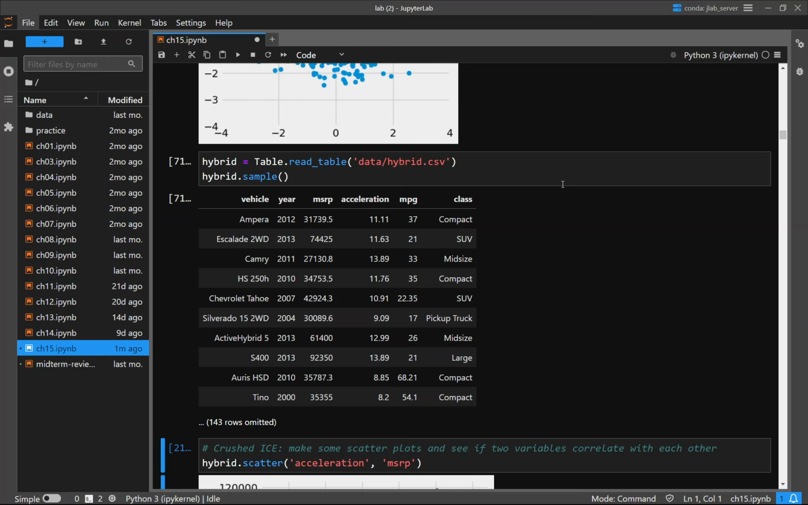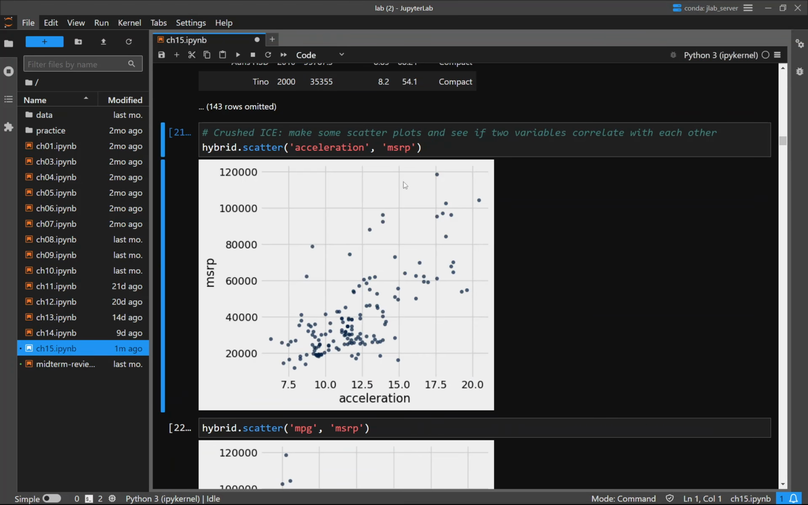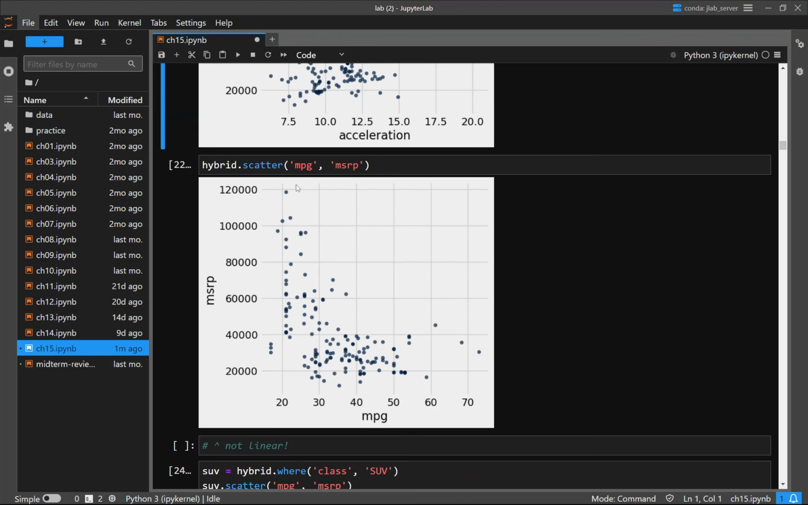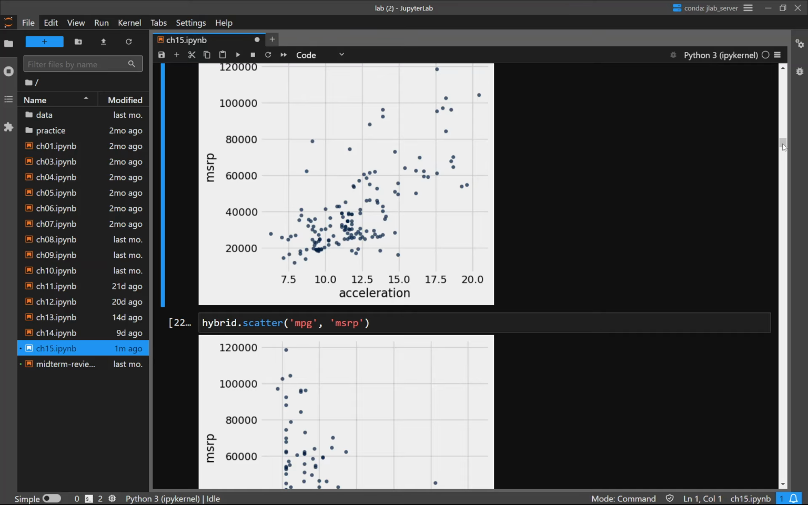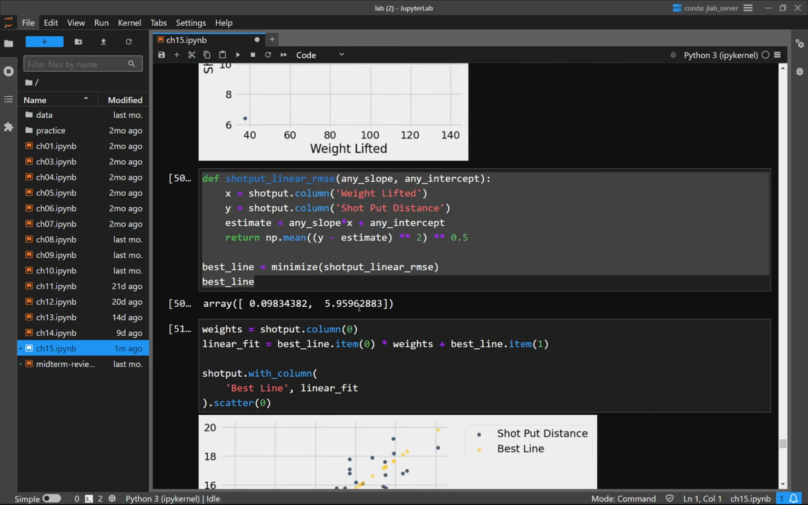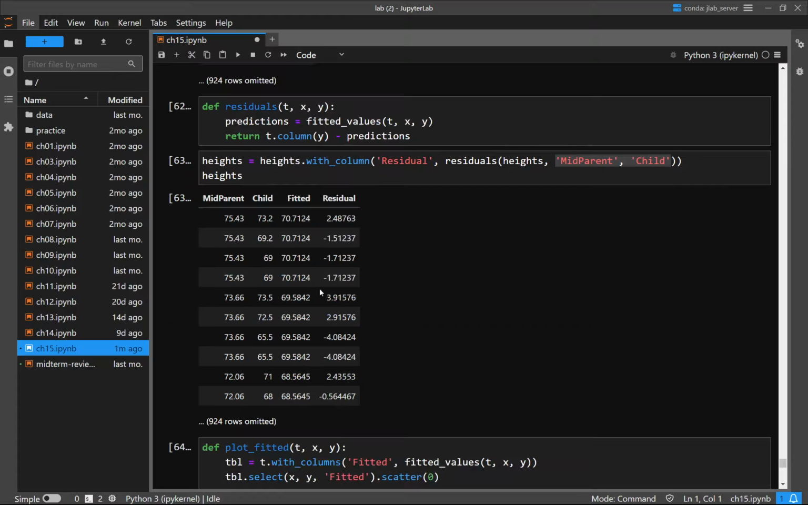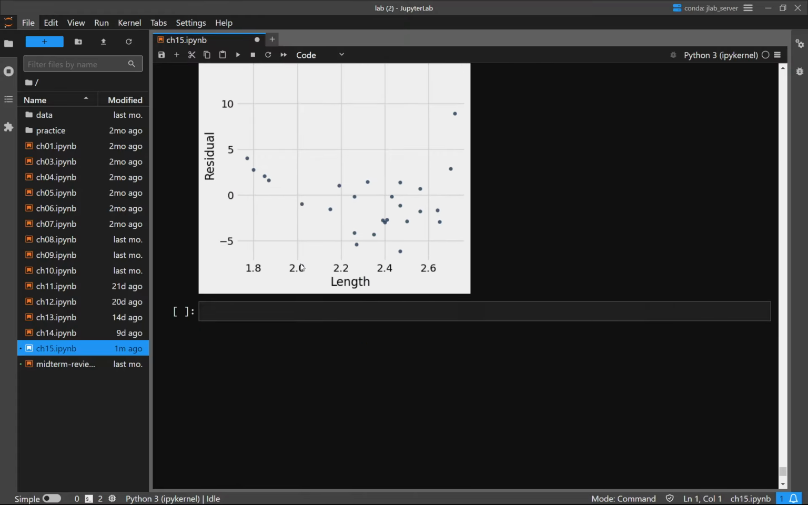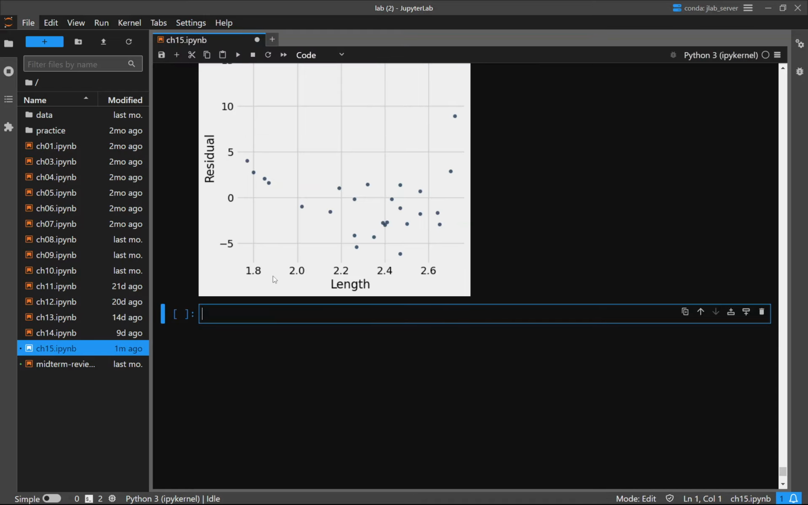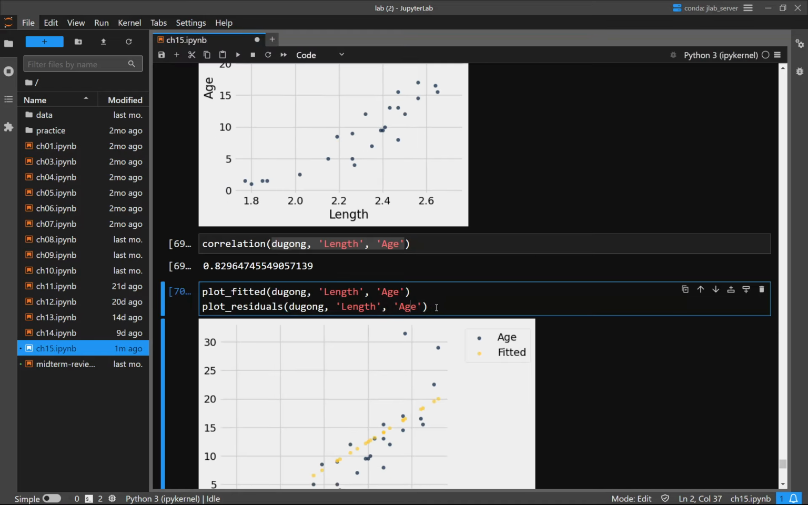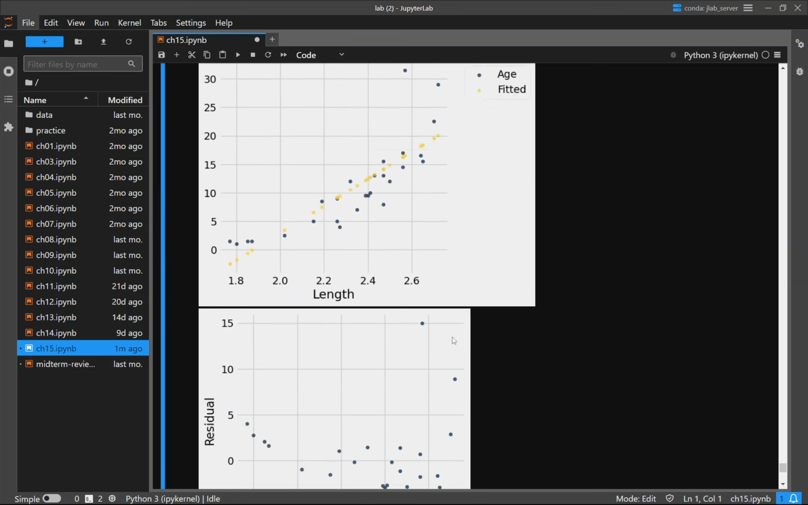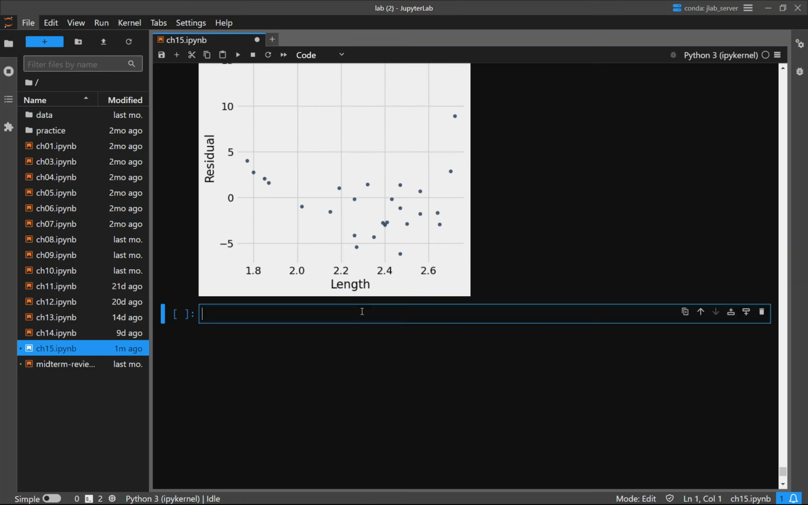We have a bunch of different vehicles with MSRPs, accelerations, and miles per gallon. Let's remember what we were trying to predict: acceleration, MSRP, and miles per gallon as well. So let's scroll back down and use the hybrid table now that I've re-included it. A lot of stuff in this chapter. Let's do, I don't know, these guys for acceleration, predicting miles per gallon.